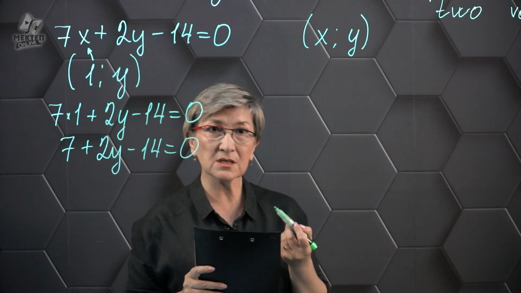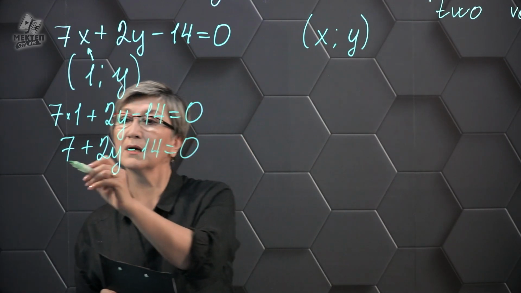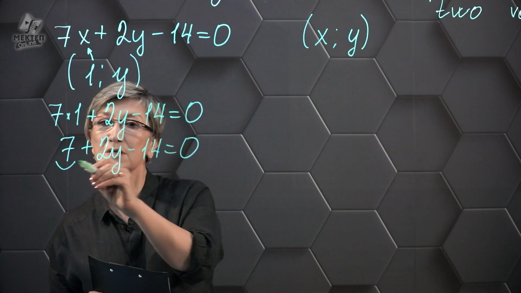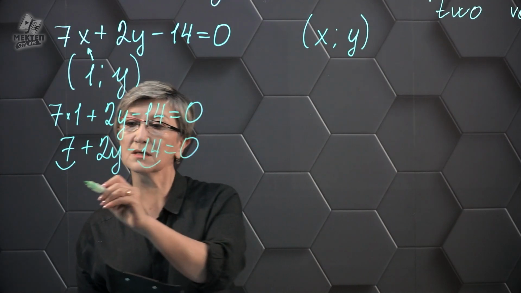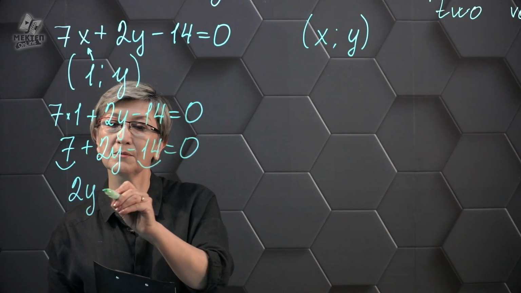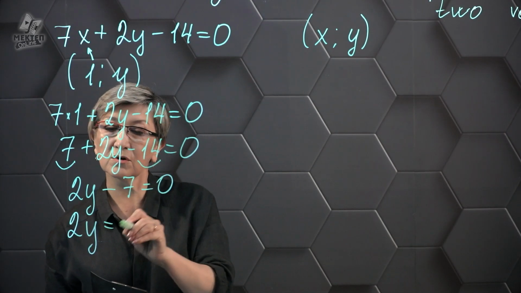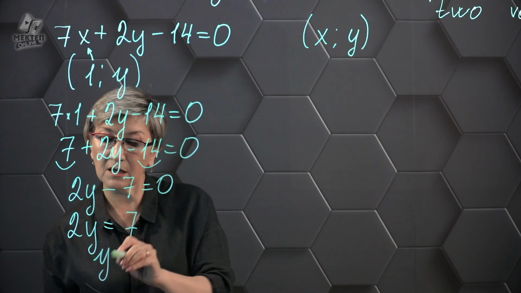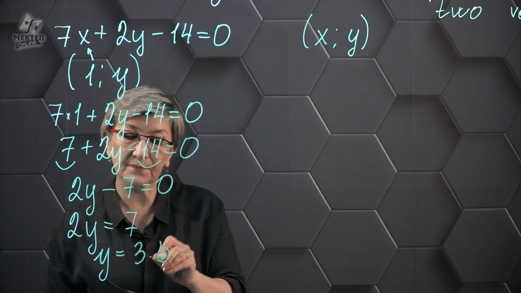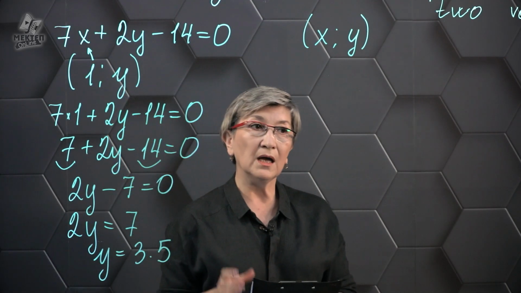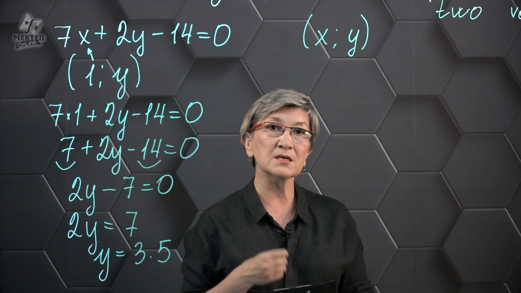On the left side, we can immediately combine similar summands. In our case, take 14 away from 7, and then we get 2y minus 7 equals 0. And 2y equals 7, and in this case, y will be equal to 3.5. But this task can be done in a different way.